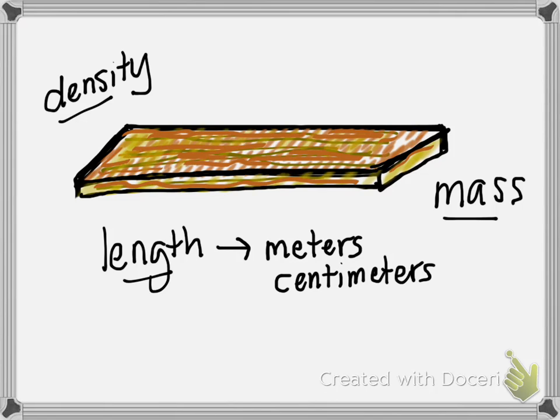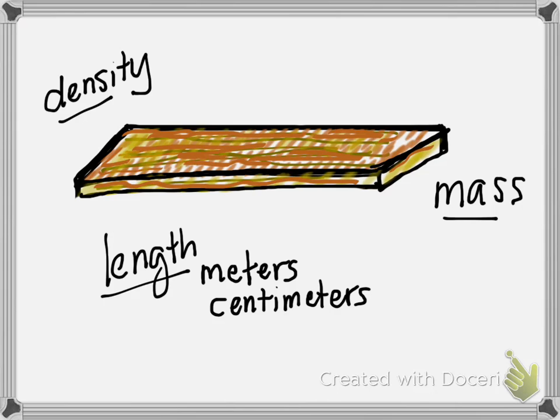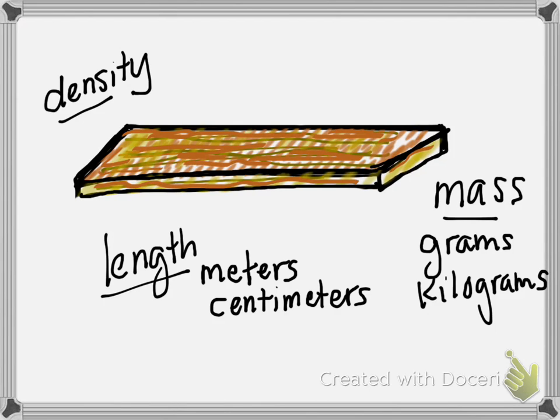If we stick to the example of length, it would be sensible to measure this board in meters or centimeters. We can't measure the length of something in grams or seconds. If we wanted to measure the mass of the board, it would make sense to do it in grams or kilograms. We certainly couldn't measure the mass of something in degrees Celsius or in feet or gallons.